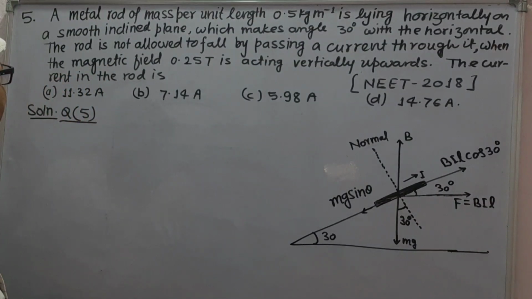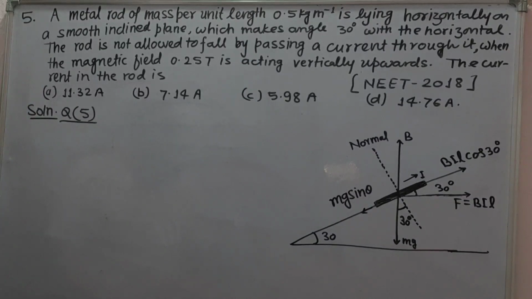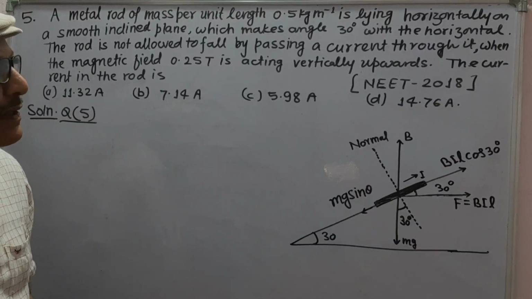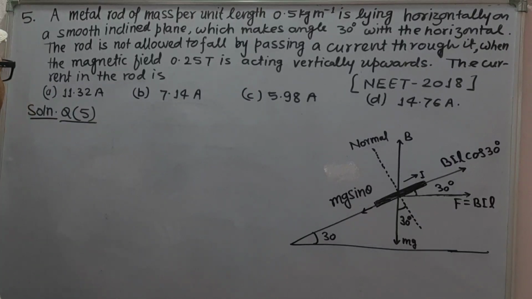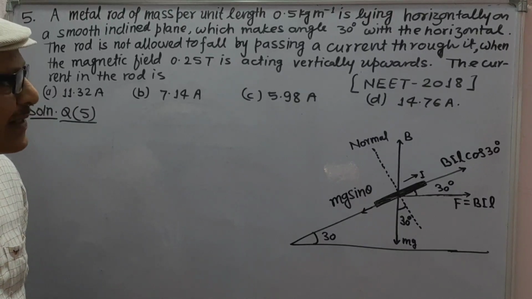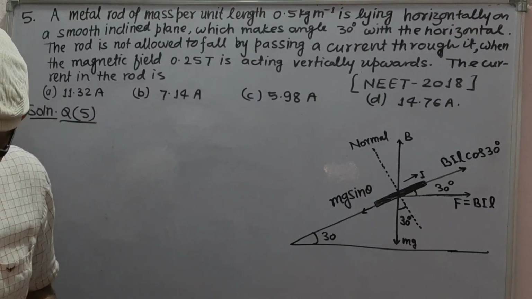Next, question number 5. The question is, a metal rod of mass per unit length 0.5 kg per meter is lying horizontally on a smooth inclined plane which makes an angle of 30 degrees with the horizontal. The rod is not allowed to fall by passing a current through it. When a magnetic field of 0.25 Tesla is acting vertically upwards, the current in the rod will be, these are the options.